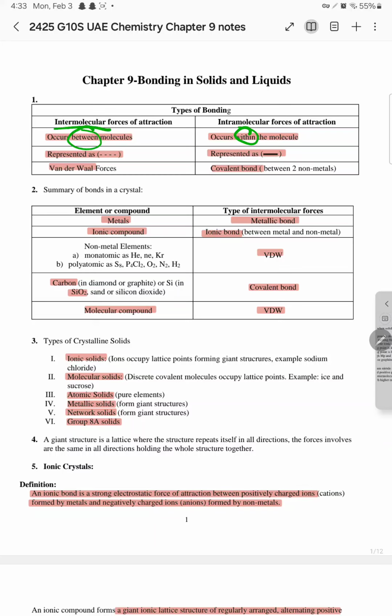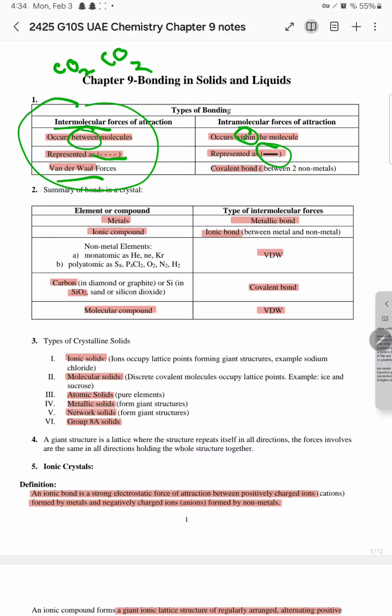Intermolecular means it's between the molecules, like between one CO2 and another CO2. Intramolecular means what's happening between the C and the O in CO2. That's what intra is. Whenever you're talking about intermolecular forces, you represent it with a dotted line, and if it's between molecules, it's VDW or van der Waals forces. And if it's within the molecules, we already know this, like covalent bonds, it's represented by a full bold line.